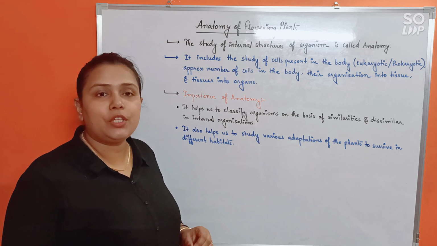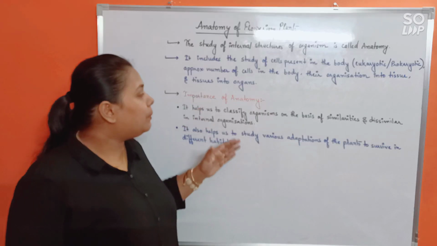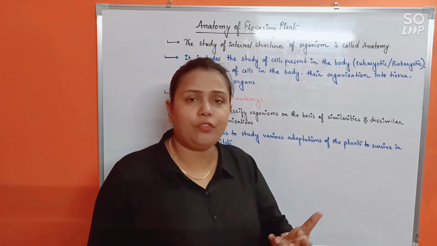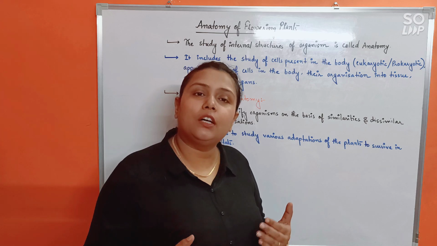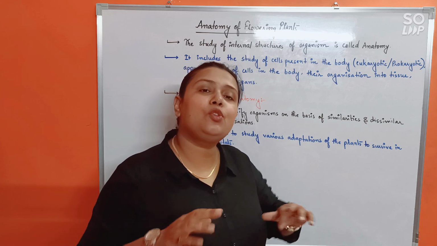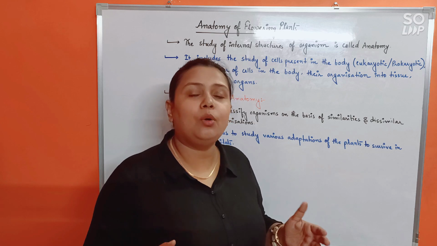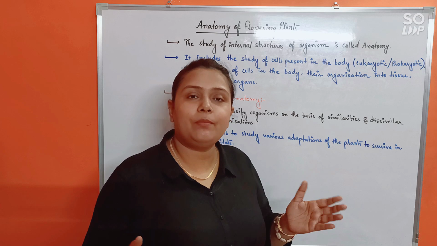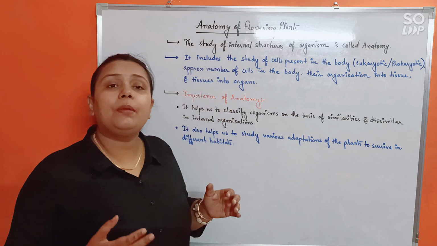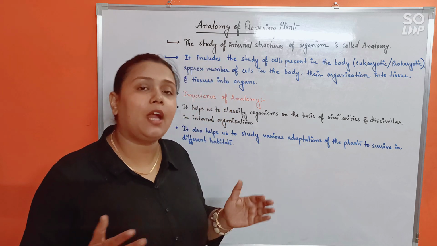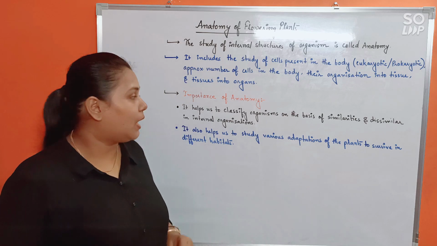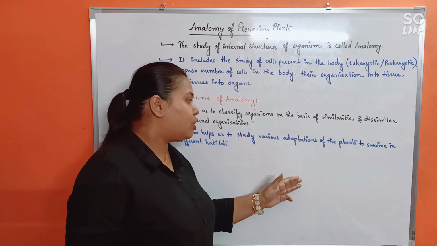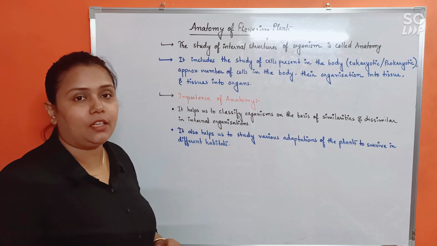Okay, how is it going to be allowed? See, when you will be able to learn the internal organizations of the plants or of any organisms, you will be able to learn how internally two organisms are similar or how they are dissimilar. Accordingly, you will be able to easily classify them. So anatomy becomes a very, very important parameter under classification. Understood? Now, next, it also helps us to study various adaptations of the plants to survive in different conditions.